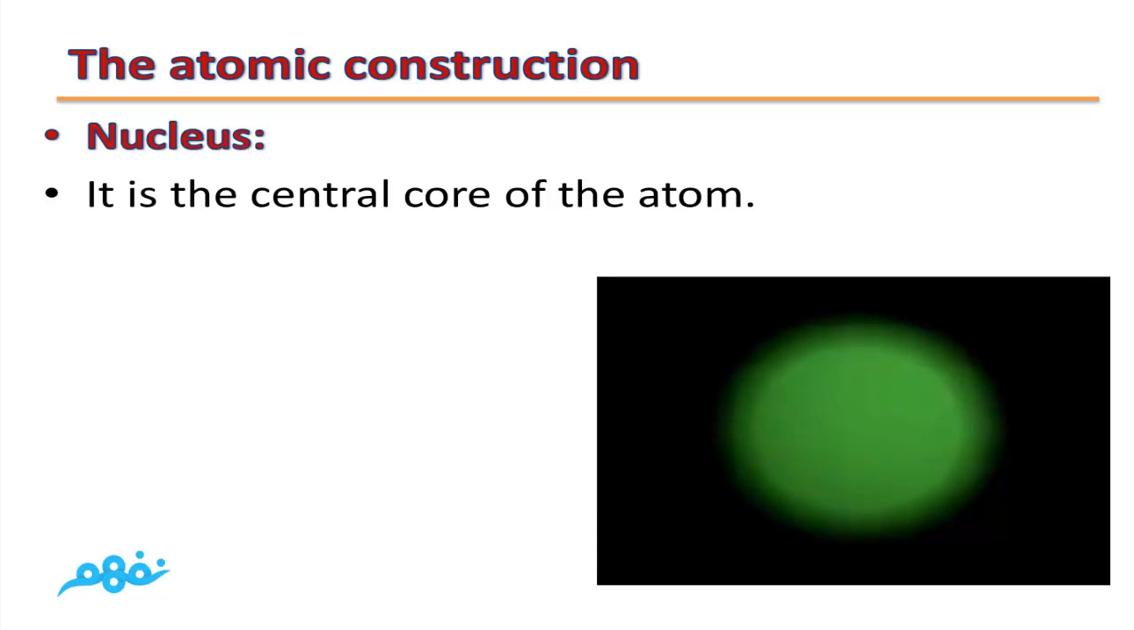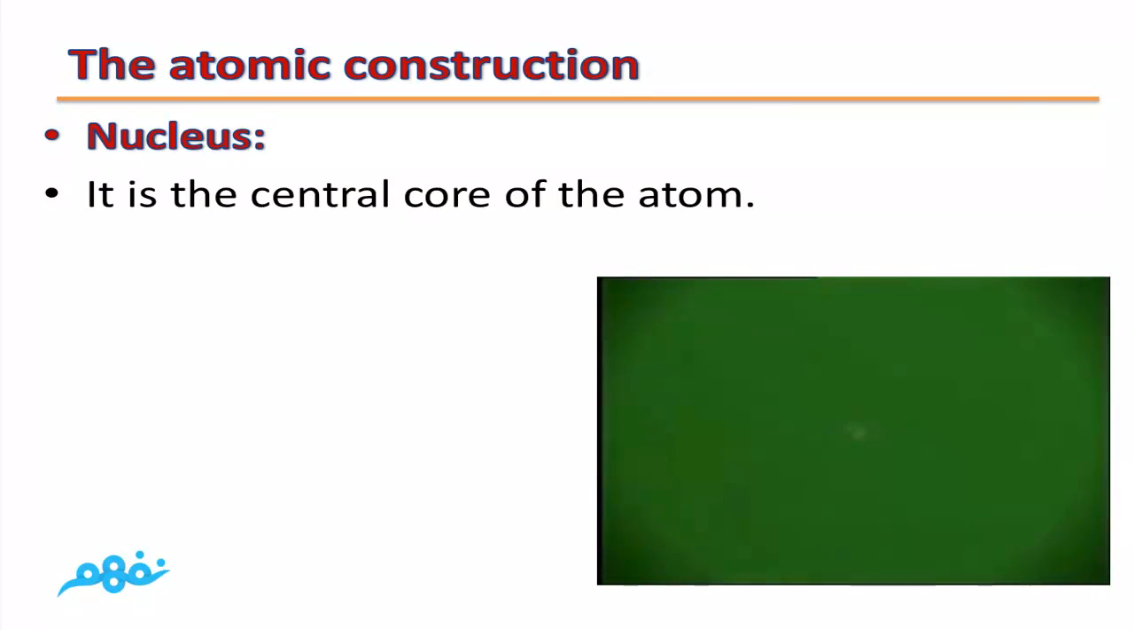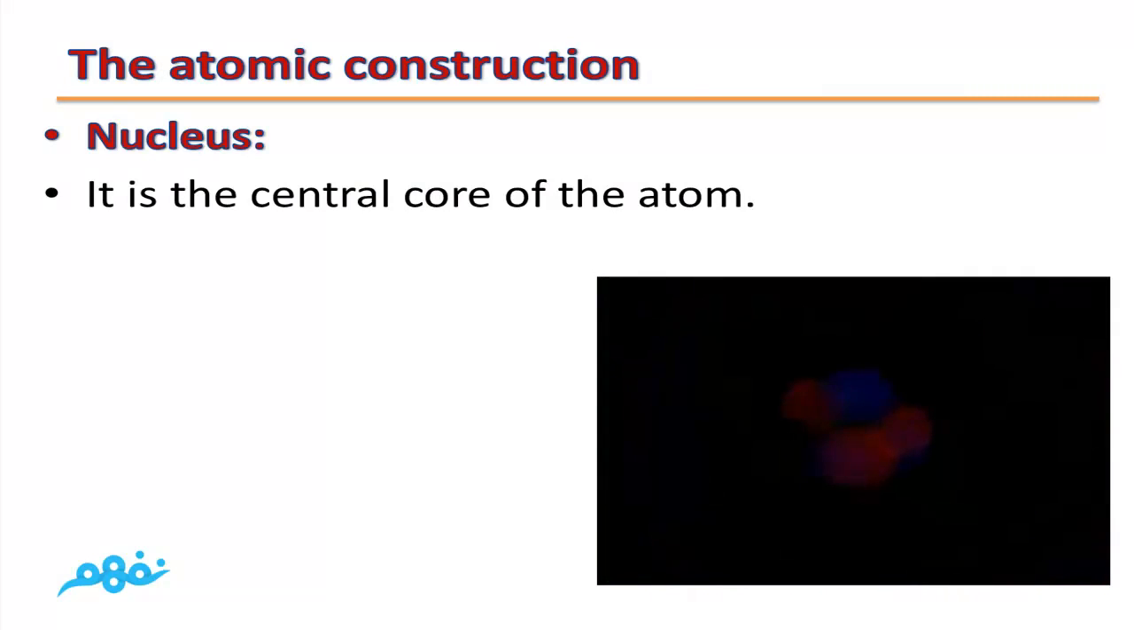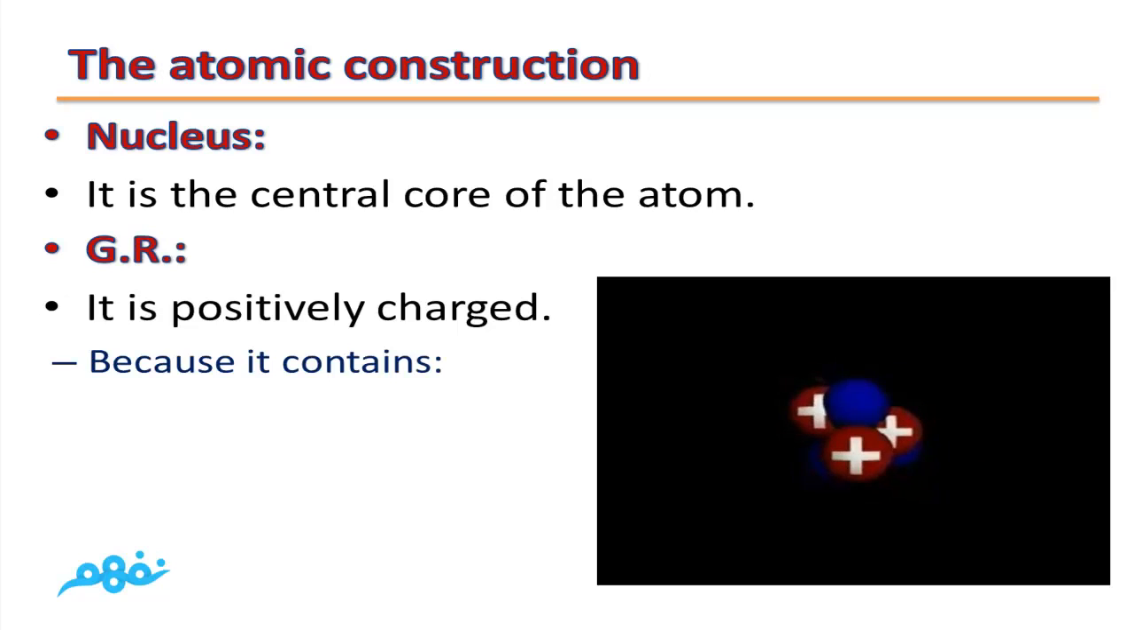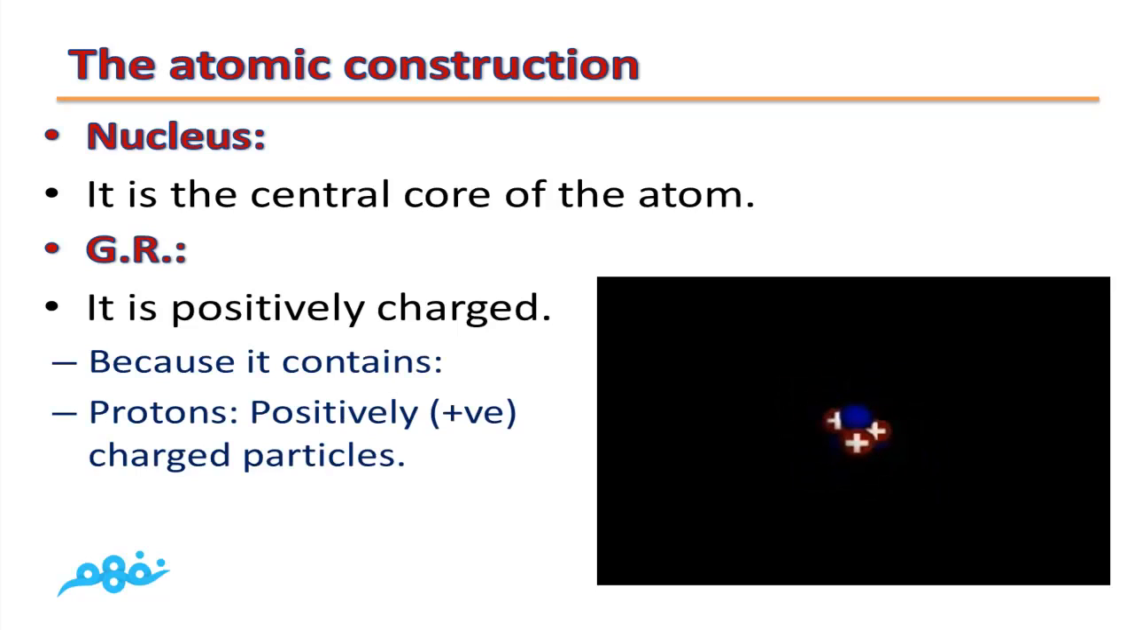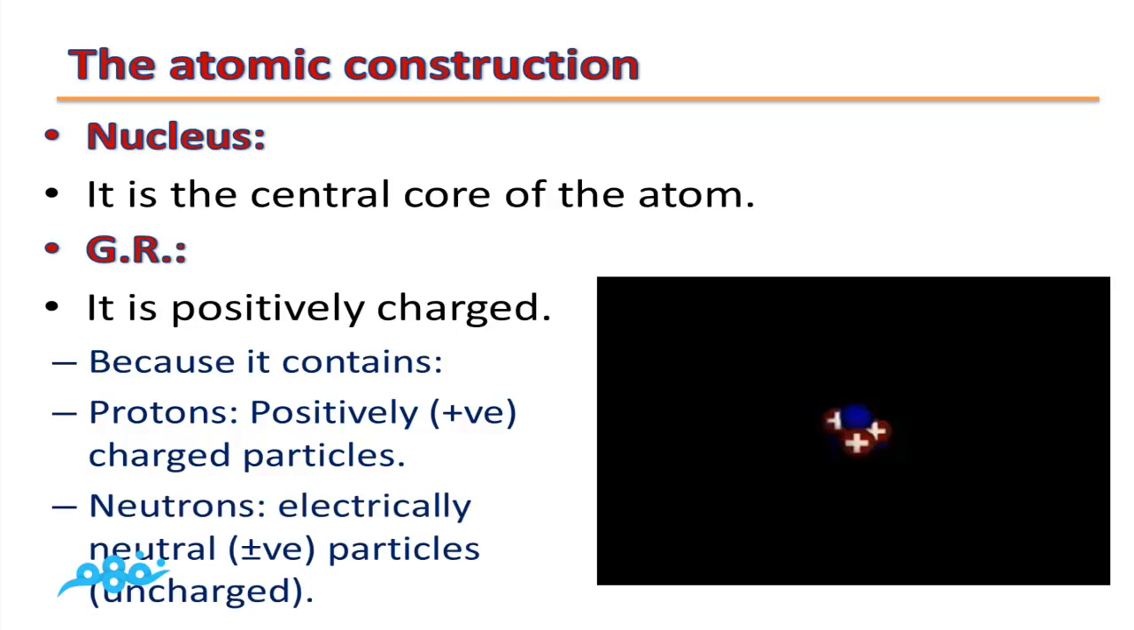Nucleus. It is the central core of the atom. This means that the nucleus is found at the center of the atom. And we have a very important give-reason question here. The atom contains a nucleus, and the nucleus is positively charged because it contains, number one, protons, which are positively charged particles, and neutrons, which are electrically neutral, uncharged, zero charged. So the charge of the nucleus is positive because it contains positive protons and neutral neutrons.